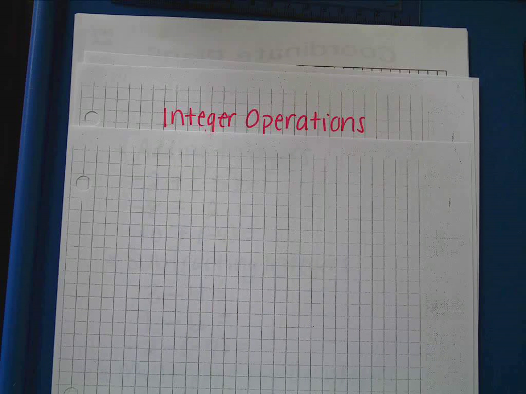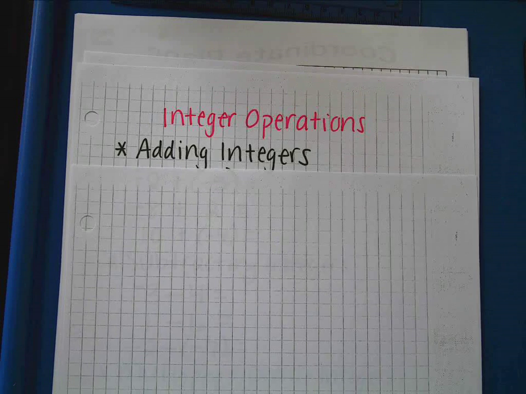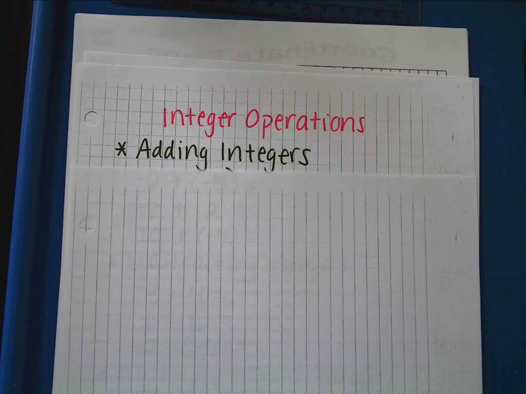Remember that an integer is all positive and negative numbers, including 0. So first of all, let's look at adding integers.